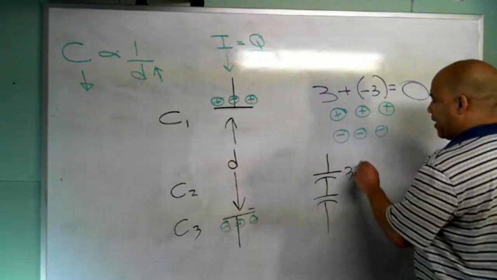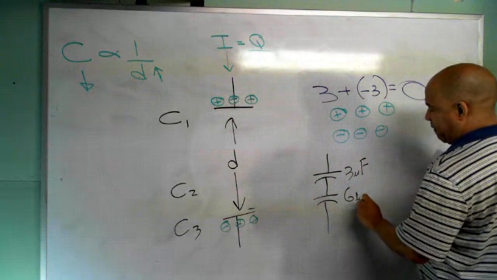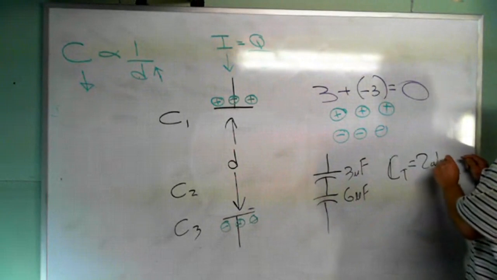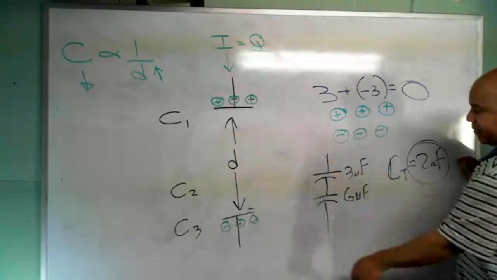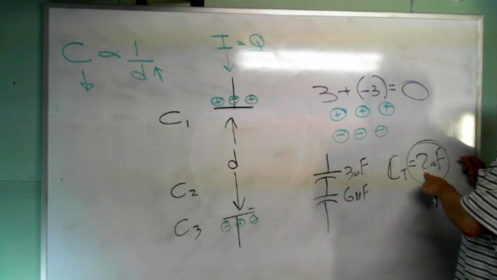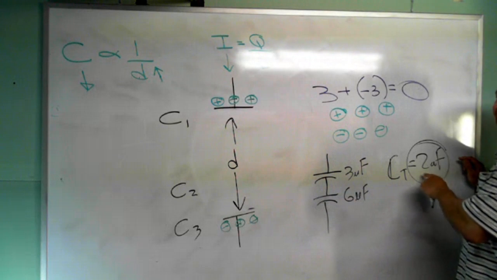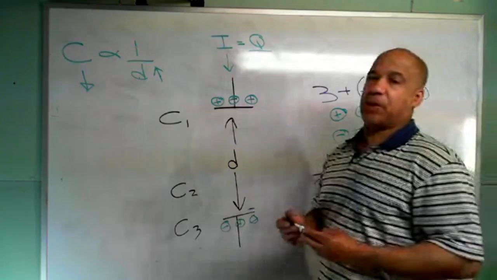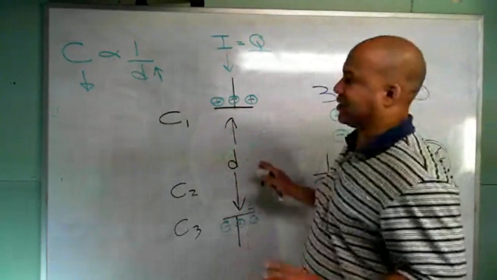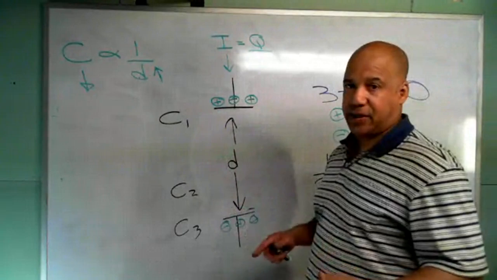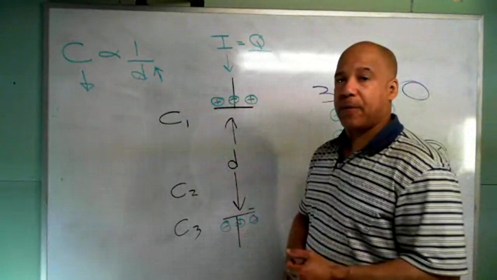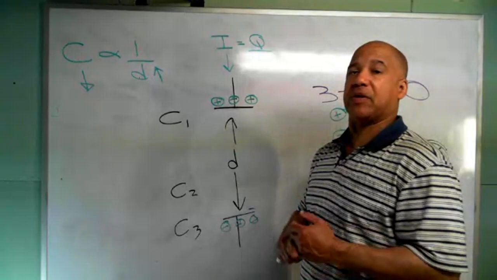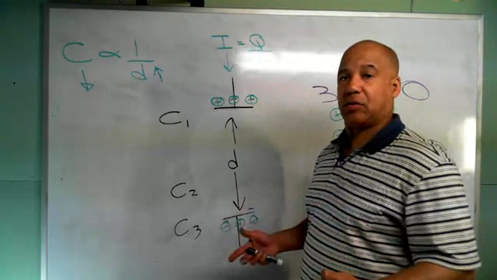And that's what you saw when I had the 3 microfarads and the 6 microfarads, which had the total CT come out to be 2 microfarads. The more I add in series, the smaller the total is going to be. I'm lessening or reducing the ability of the device to store charge. So that's an explanation. But again, it's good to understand that. But the main takeaway is this: capacitors in parallel behave like resistors in series. Capacitors in series behave like resistors in parallel when I want to find the total capacitance.